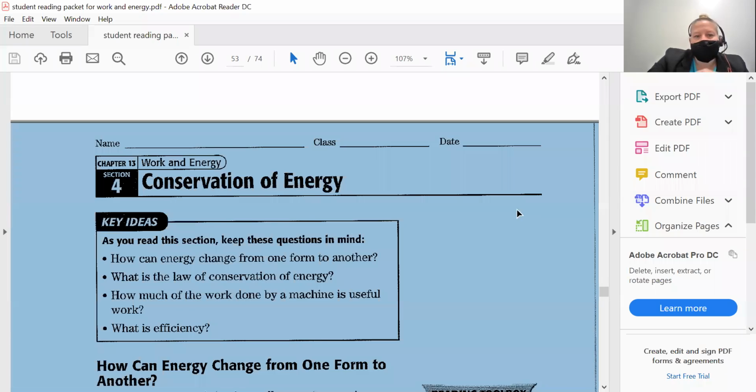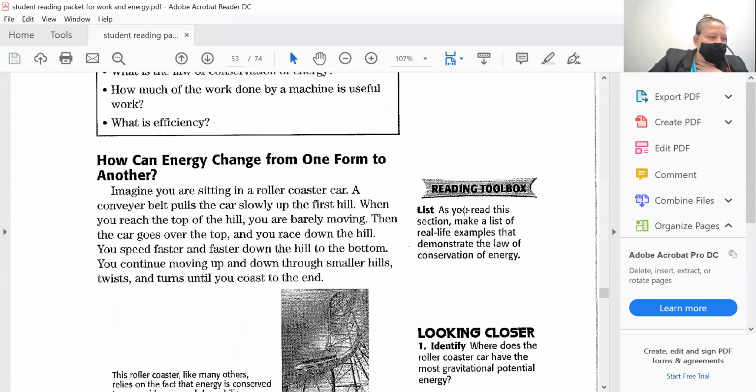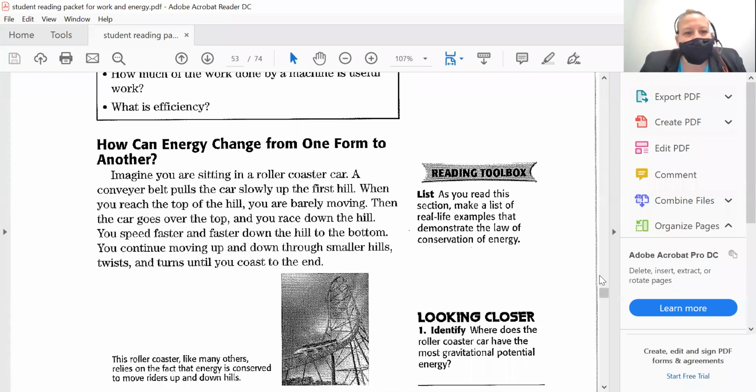Okay. Conservation of energy. Today, we are going to find how can energy change from one form to another? What is the law of conservation of energy? How much of the work done by a machine is useful for work, and what is efficiency? Okay, so how can energy change from one form to another?